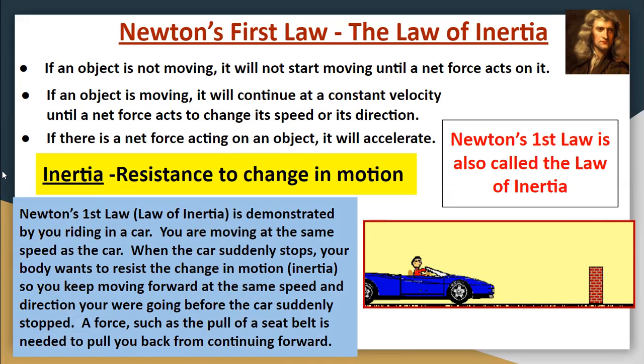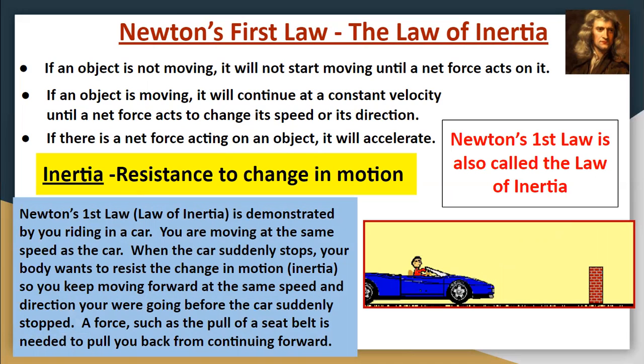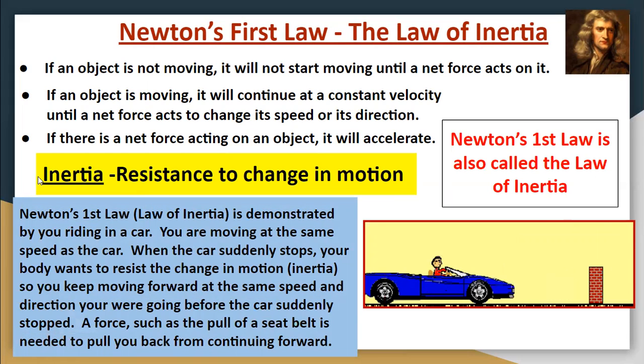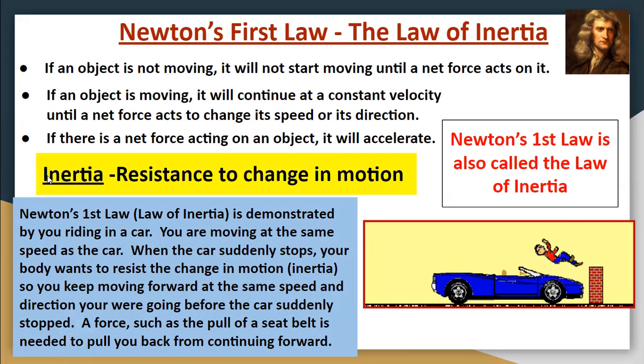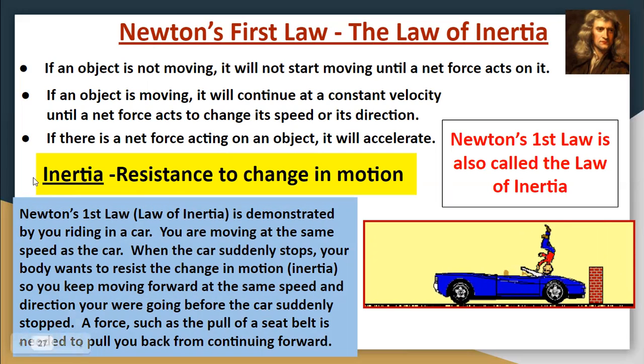You are moving at the same speed as the car. When the car suddenly stops, in this case it hits a brick wall, your body wants to resist the change in motion. It wants to keep moving. Your body wants to keep going the way it's been going. That's inertia. So you keep moving forward at the same speed and direction you were going before the car suddenly stopped. A force such as the pull of a seatbelt is needed to pull you back from continuing forward. And that makes sense. That's the law of inertia, resistance to a change in motion.